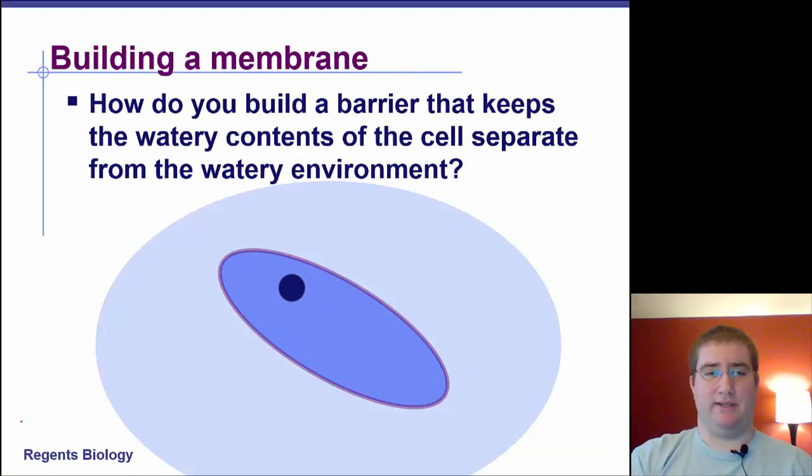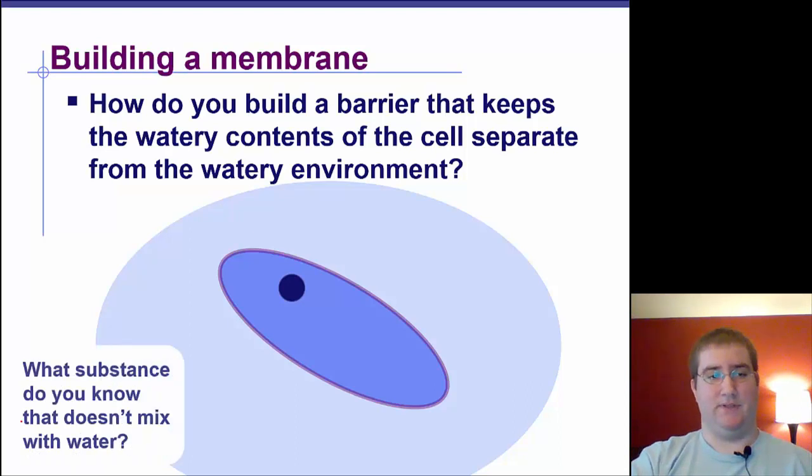How do you build a barrier that keeps the watery contents of the cell separate from the watery environment? The cytoplasm is mostly water. The environment surrounding a cell is mostly water. So how do you actually create that separation that's going to keep everything inside the cell that's watery and keep out other things that are watery that are not inside the cell?